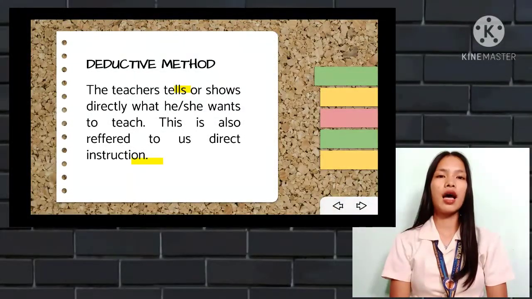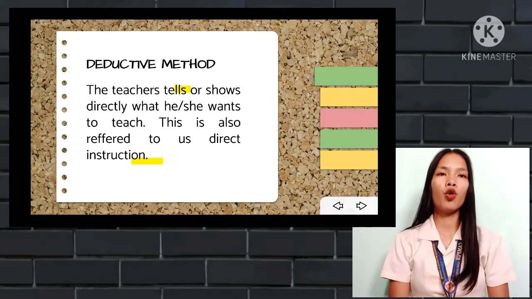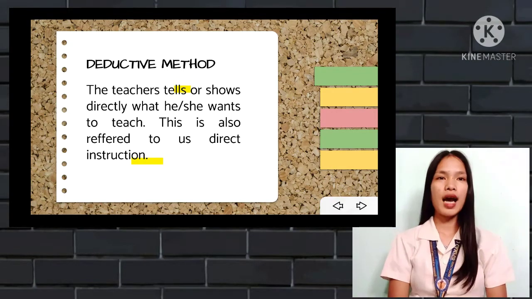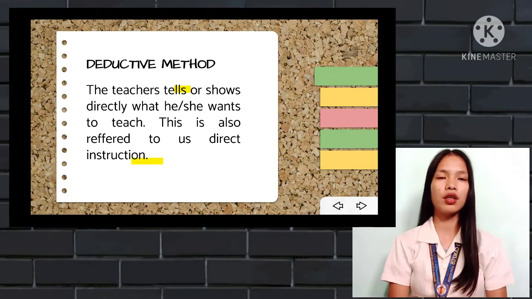So what is deductive method? The teacher tells or shows directly what he or she wants to teach. This is also referred to as direct instruction. The deductive method begins with generalization and subsequently all examples and a specific situation to be given or supportive of this generalization. In deductive method, it is more on teacher-centered.